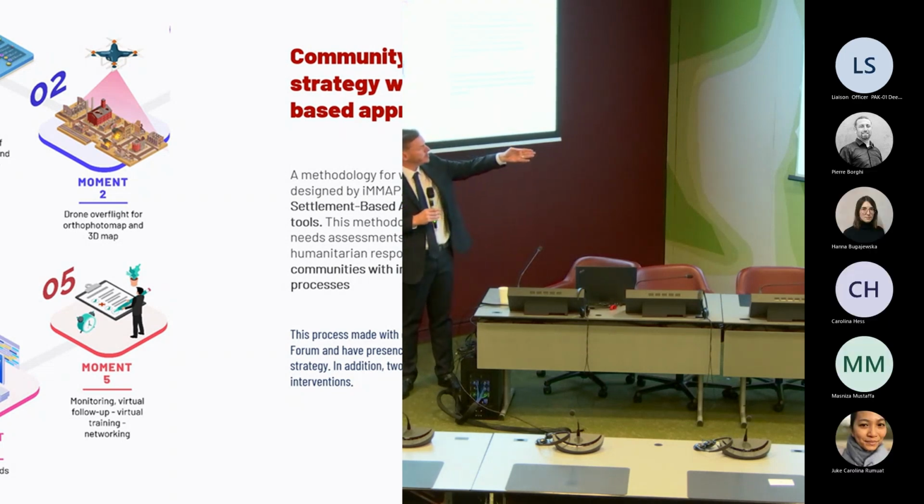Then when you get to moment two, we take a drone and fly over the community. We get permissions, of course. There are always a series of permissions that you have to have, both from the community again and from the authorities. And then we collect information. We make an orthophoto map and we 3D print the community, we make a scale map of the location.